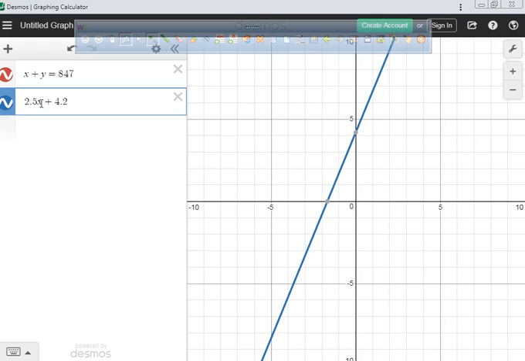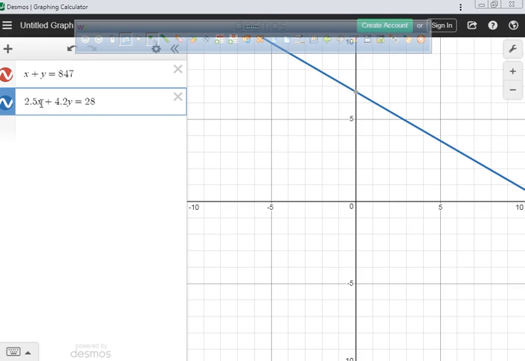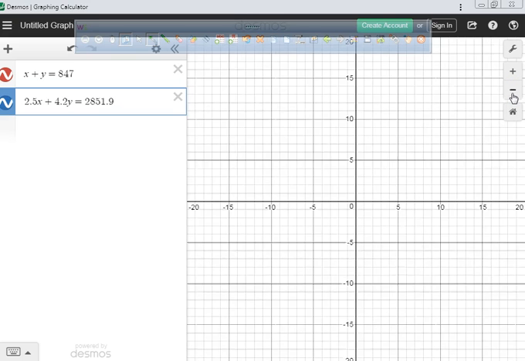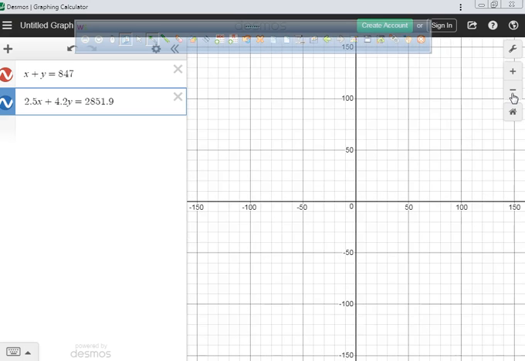Yeah. Oh, y equals 2,851.9. Now, do you guys notice how we don't see anything right here? So what would we have to do? We'd have to zoom out. So keep zooming, keep zooming, keep zooming.